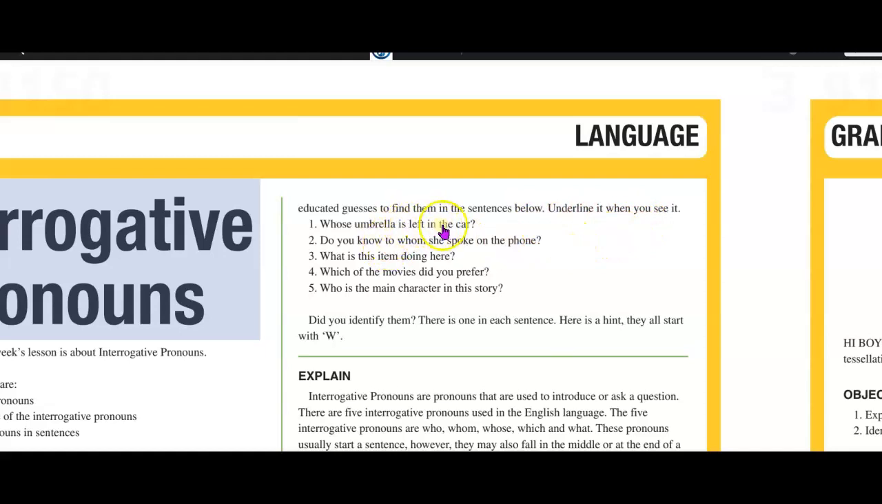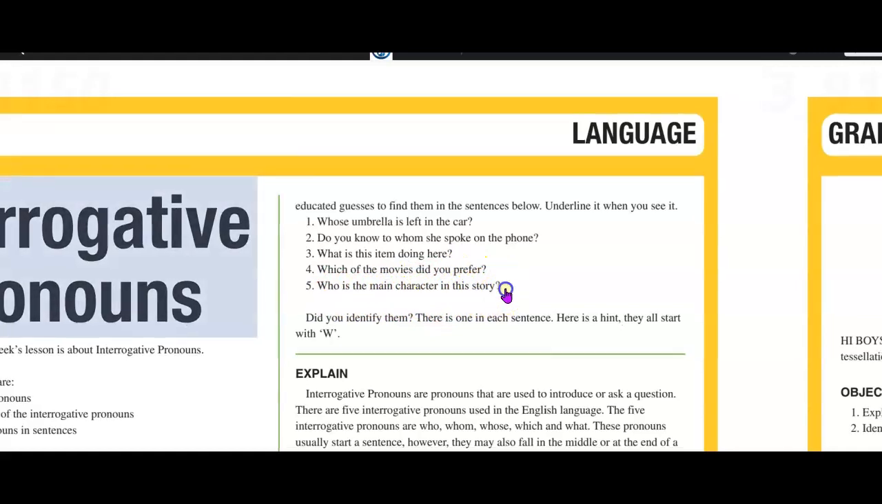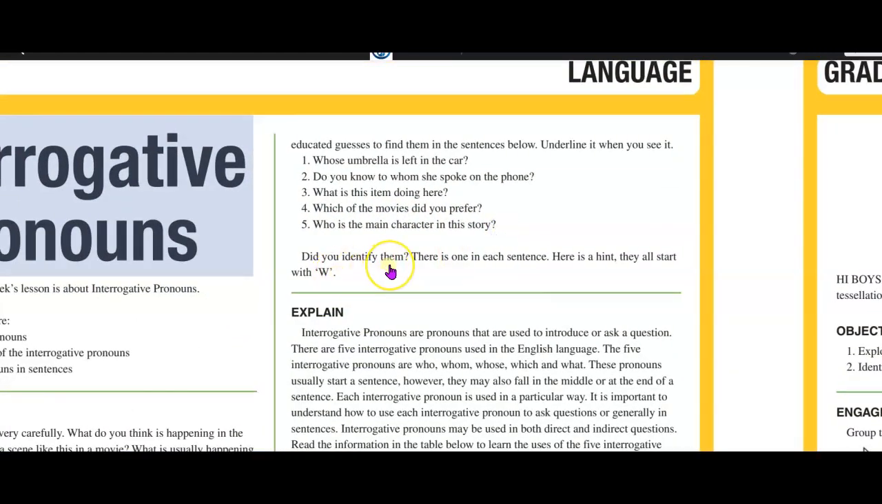Whose umbrella is left in the car? Do you know to whom she spoke on the phone? What is this item doing here? Which of the movies did you prefer? Who is the main character in this story? Did you identify them? There is one in each sentence. Here's a hint. They all start with W. Okay. So whose, whom, what, which, who.